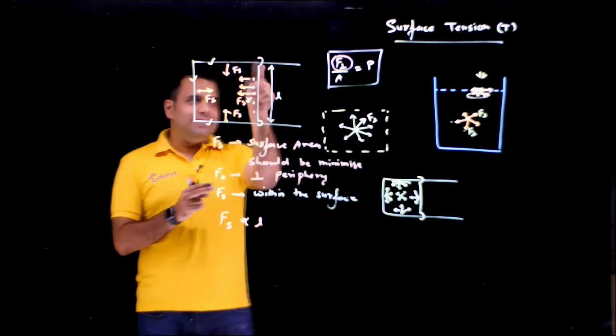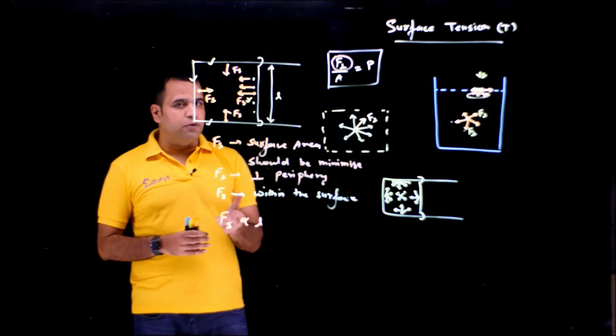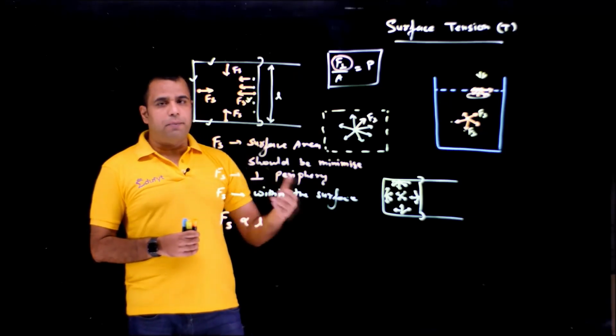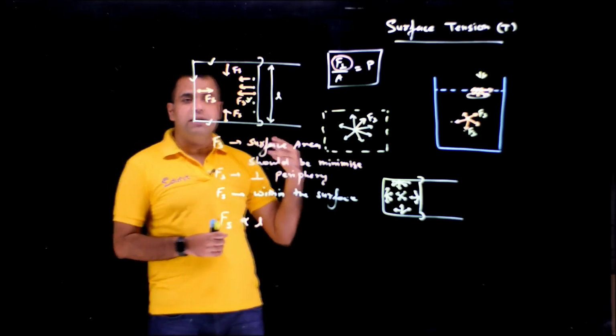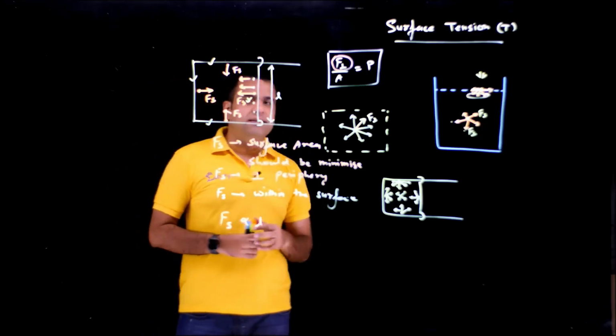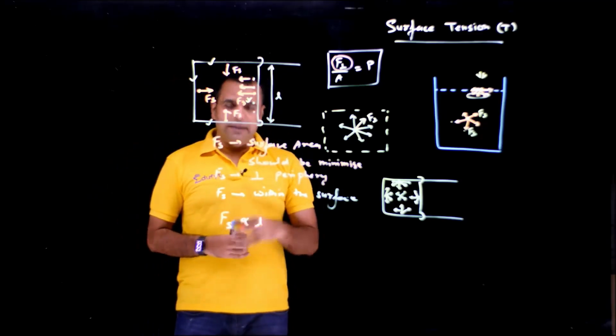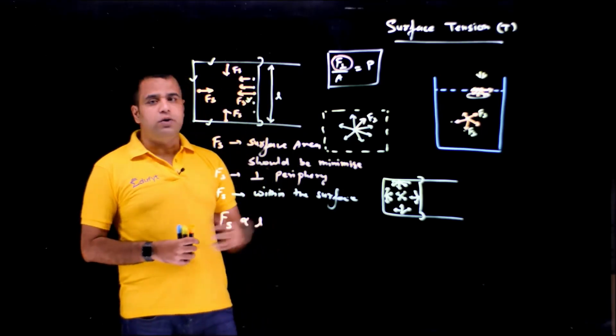But if this has a random shape, in that case, I cannot proceed here. I cannot say that Fs will be proportional to L. In that case, I might have to take the component. So just because I'm taking a straight wire to define it, we can say Fs is proportional to L.